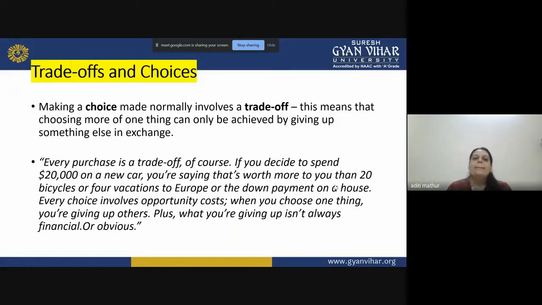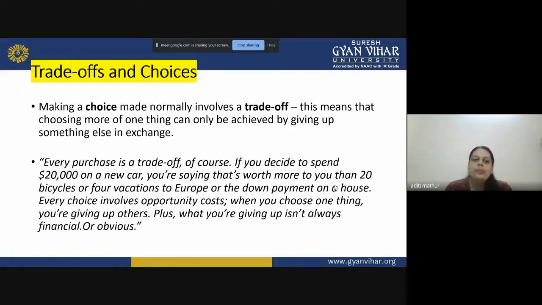So what actually are trade-offs and choices? Making a choice normally involves a trade-off. It means that choosing more of one thing can only be achieved by giving up something else in exchange, right? You have always heard that kuch paane ke liye kuch khona padta hai. Same thing. To have something more, you need to lose something, right? Let's take a quick example and understand. Every purchase is a trade-off, of course. How?